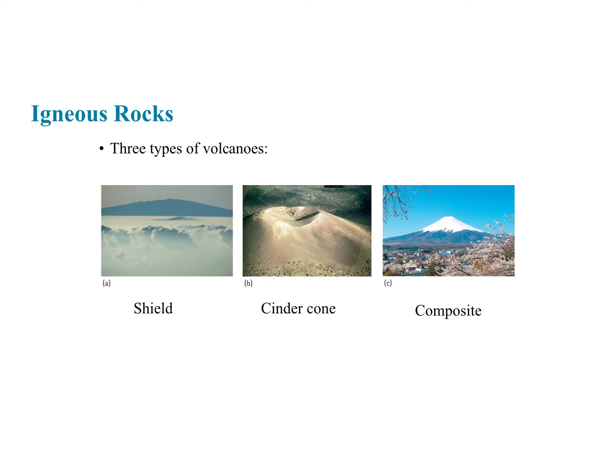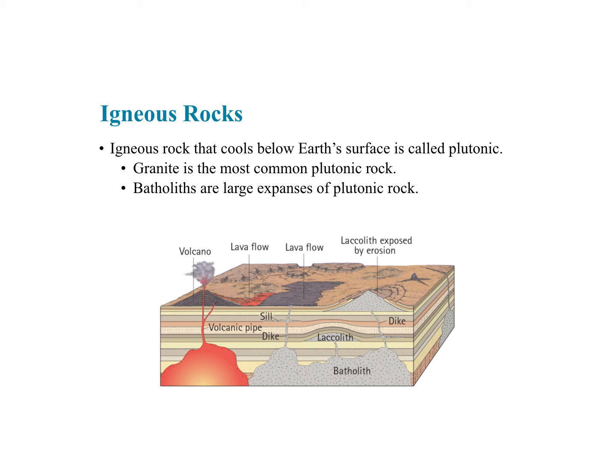Now, just reminding you what we said earlier, igneous rocks that cool beneath or below the Earth's surface are called plutonic, and granite is the most common kind of plutonic rock. So granite is, of course, a very famous rock. Most people are familiar with granite. They know what it looks like and feels like. Underneath, large expanses of plutonic rock are called batholiths. And that just means it's a very large area that is composed of some kind of igneous rock.